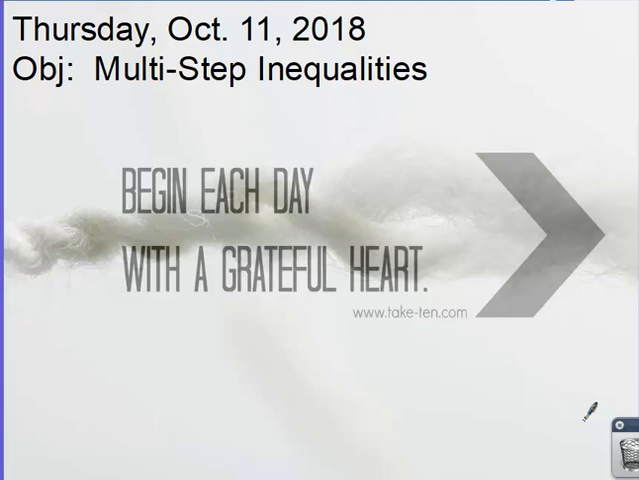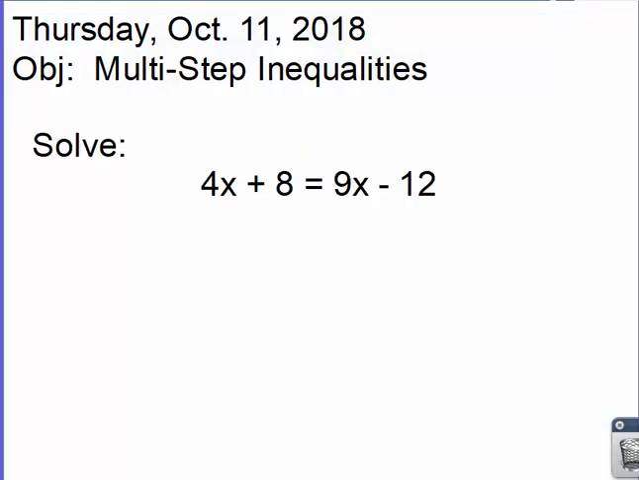Hello class, today we're going to talk about multi-step inequalities. So let's review that by looking at a multi-step equation and going through the steps and processes that we used in order to solve that. If you remember correctly, on a problem like this we had 3 steps.